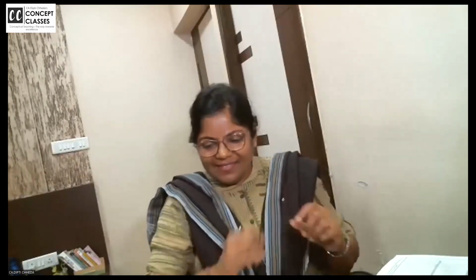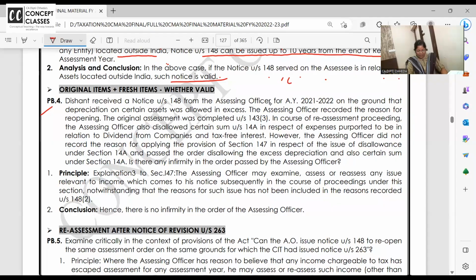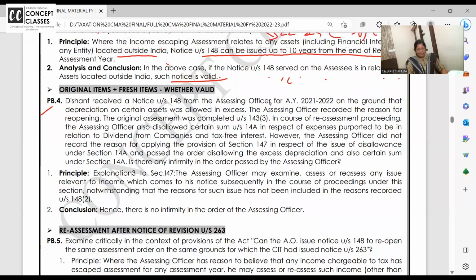So the gist is, for the same year, while you are doing reassessment of income escaping assessment, other incomes can be added. But for other years, you have to issue a fresh notice. What I have explained now, you all read it here. Read it once by yourself, check. Check whether it is clear or not.